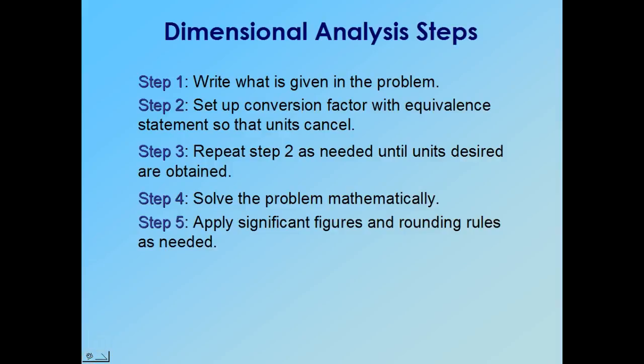Next, you want to set up your conversion factor so that your units will cancel out. Sometimes you may need multiple conversion factors, as it notes in step 3, until all of the units that you need to remove are gone and the units that you're trying to find are set up correctly. Then you're going to multiply across and divide by your denominator and apply your sig fig and rounding rules.